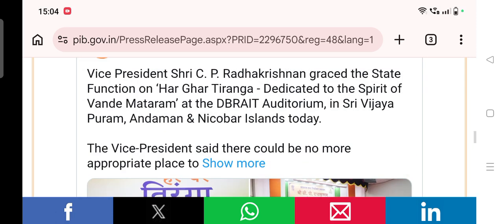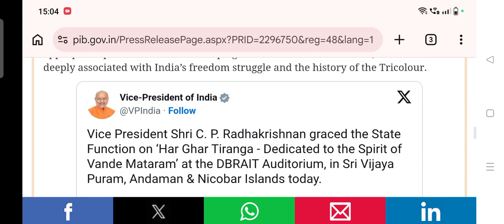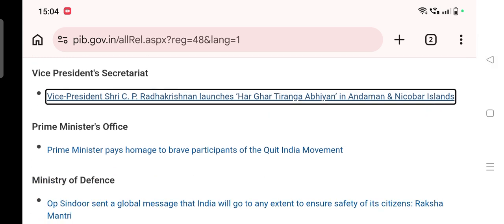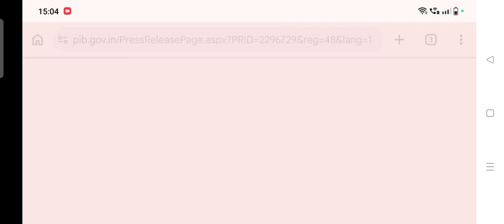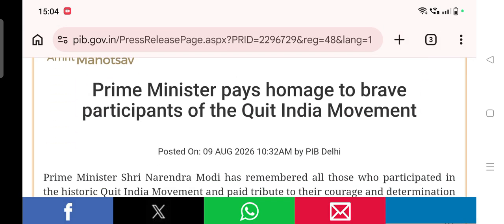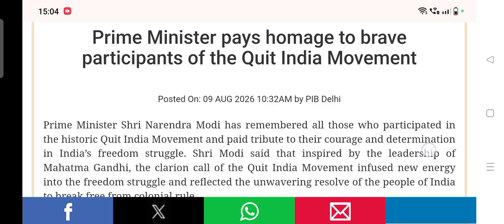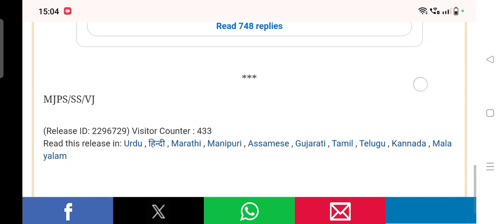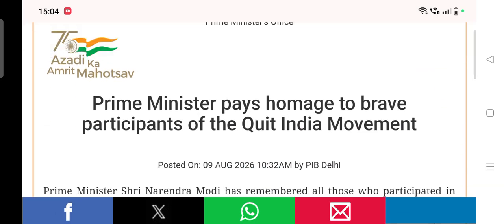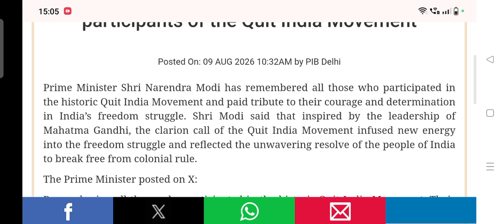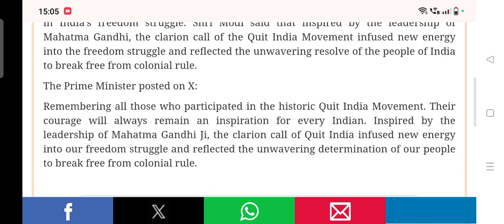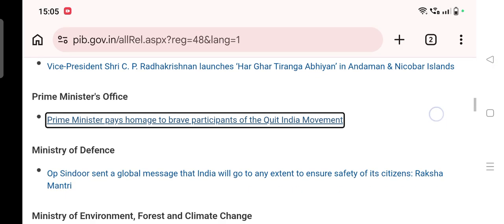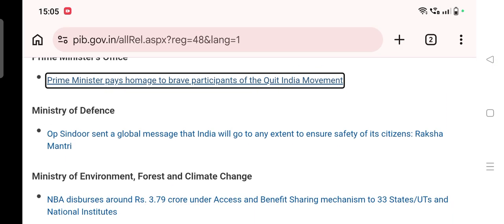Now we are going to another PIB news. Here the Prime Minister... see, this also has historical relevance because it is related to the Quit India movement. Let us see what it means. So Quit India movement, you know that Gandhi for the first time used the do or die declaration. There is nothing else in that. And the next one is related to Operation Sindoor.